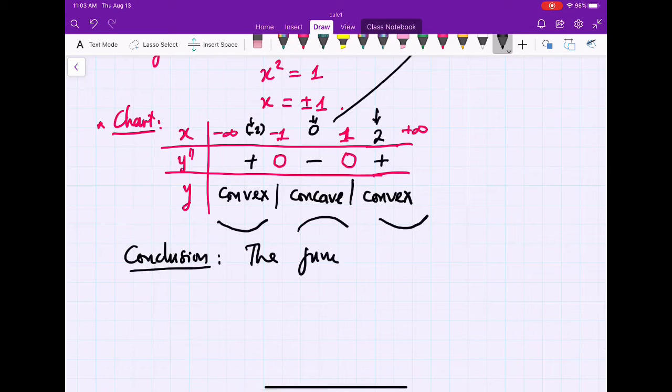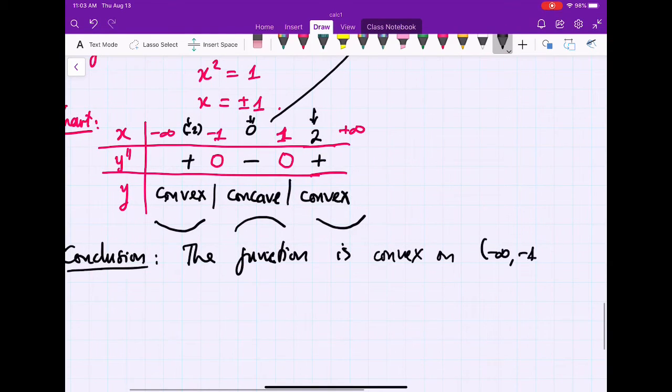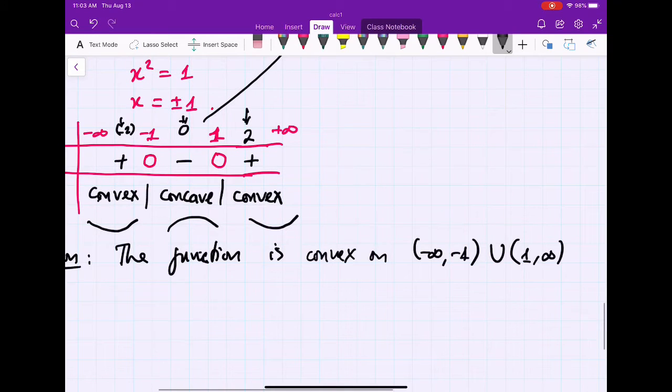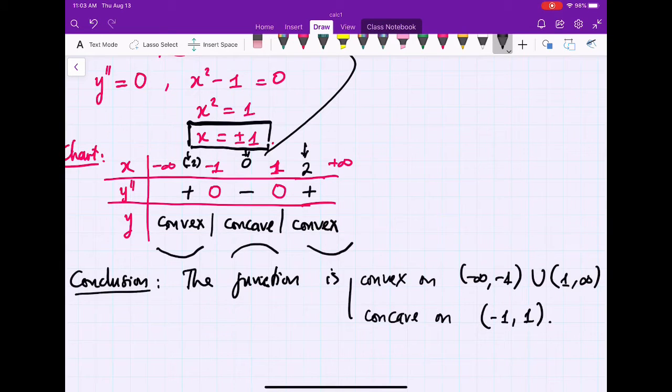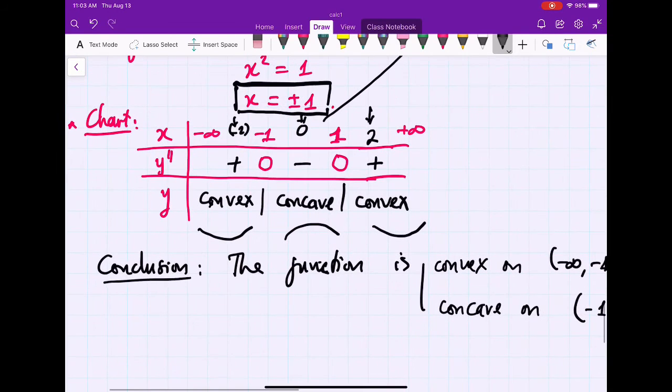The function is convex on negative infinity to negative 1 union 1 to infinity, and concave on negative 1 to 1. In this case, the graph has 2 inflection points, negative 1 and 1, where the graph changes convexity. You see, the function is convex on negative infinity, and then at negative 1 the function changes concavity. You see this? So you might think about the graph looking like this. And then at 1, the function changes convexity again. Okay?